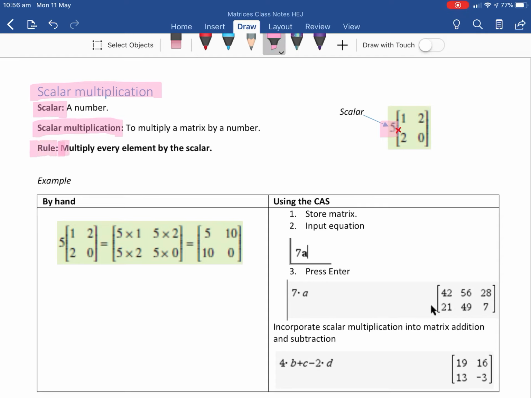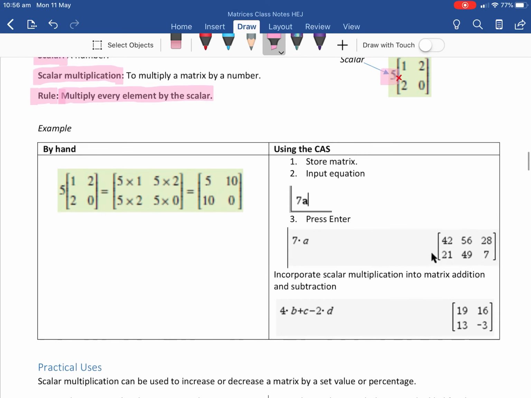So the rule: you need to multiply every element by the scalar. Elements meaning all the numbers inside the matrix, you need to multiply every one of those by the scalar, so whatever number's on the outside. So you'll see here, we've got 5 as the scalar, so you need to do 5 times 1, 5 times 2, so multiply everything inside by 5, and then you get your new matrix, so you're going to have 5, 10 and 10 and 0.